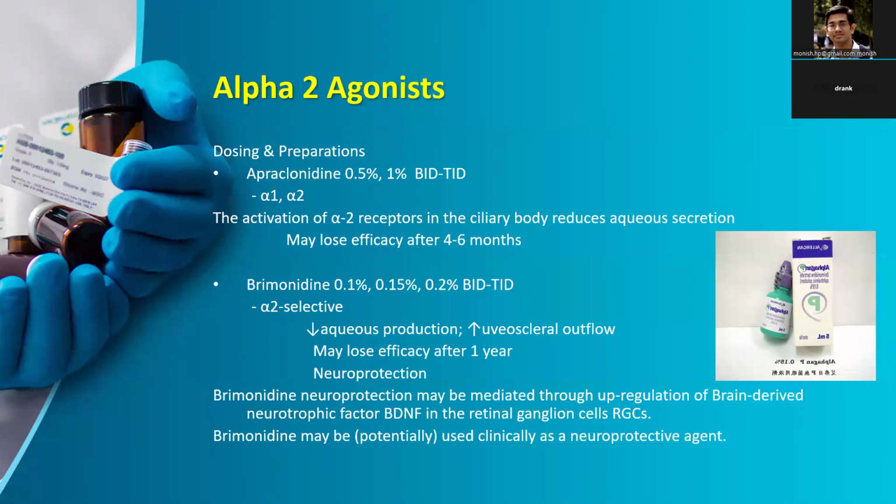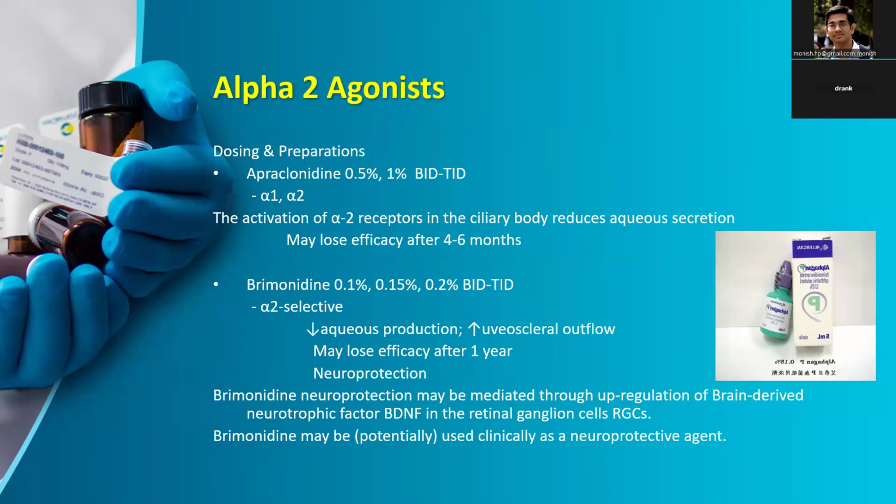The alpha-1 receptor is present in the ciliary blood vessels. Alpha-2 is present on the ciliary epithelium, and acting on both these receptors, it decreases aqueous production. However, they have a lot of side effects, the major one being allergic blepharoconjunctivitis, and thus it is used only for short-term prophylaxis, mostly to prevent IOP increase after laser procedures. It is a non-selective agonist.